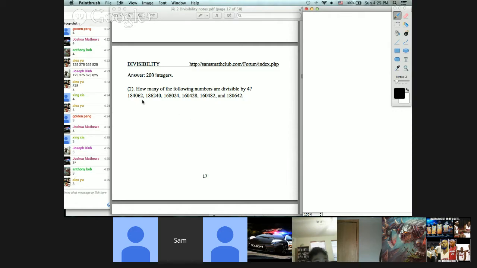So we'll check for 62. If you divide it by 4, it turns out to be a decimal, so that doesn't work. 40 is divisible by 4, so this one is a yes. 24 is also divisible by 4, so this one is also a yes. 28 is divisible by 4, so this one works. 82 is not divisible by 4, so no. And then 42 is not divisible by 4, so no. So only these 3 in the middle work.